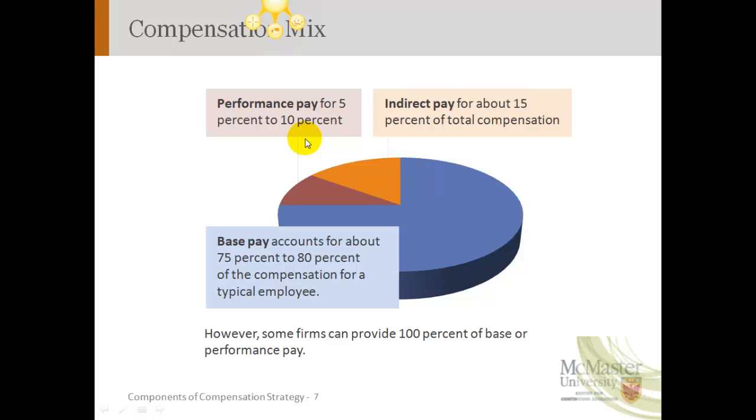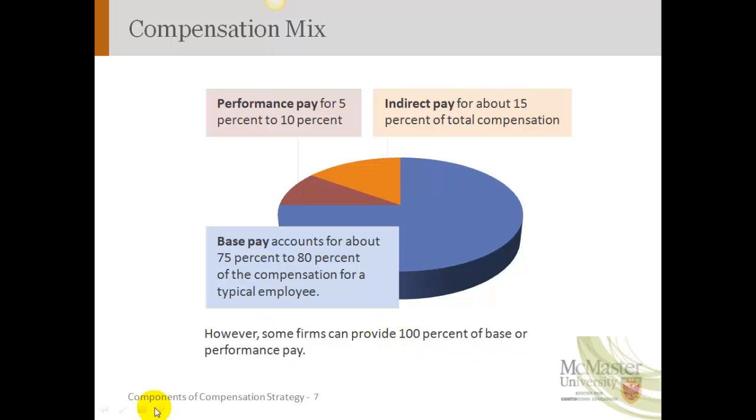we know, from some of our data, that 5 to 10% of a corporation's compensation is performance pay. Indirect pay is about 15% of total compensation, and again, this is across Canada and it's general. It takes into account all kinds of different companies, even not-for-profits where that information is available. But base pay, you can see, in most organizations accounts for approximately 75 to 80% of an employee's compensation package. So that's still quite significant.